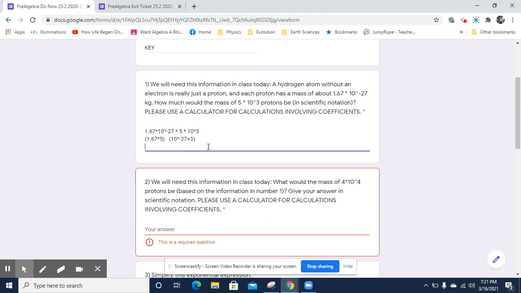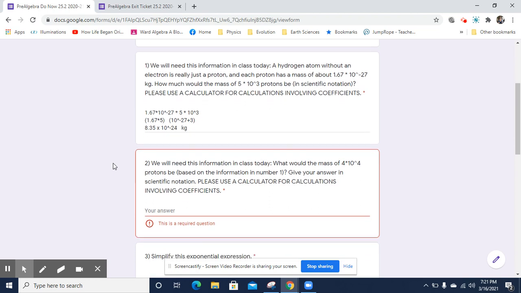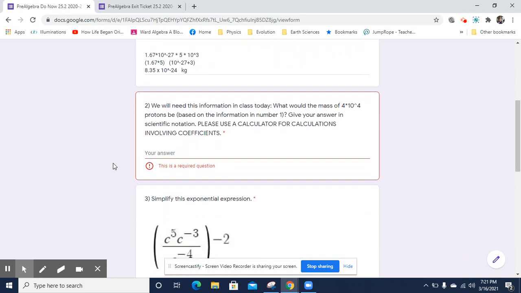Okay, so what is 1.67 times 5? Well, it's 8.35, and then our power is 10 to the negative 27 plus 3, which is 10 to the negative 24th. And that's in kilograms. All right, so that's something we'll store away as information we need today, because I'm going to be demonstrating to you that gravity is weak, well, compared to some other things.